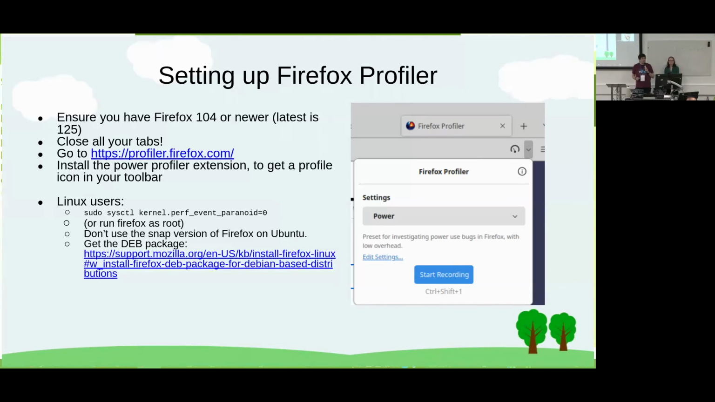If you then go to profiler.firefox.com, or you can install a little extension that gets you this profiler icon, then you can bring it up. Unfortunately, if you're on Linux, you need to do a little bit extra.